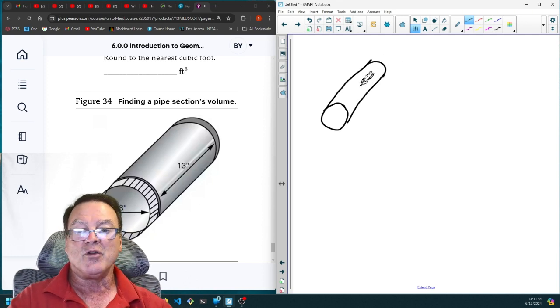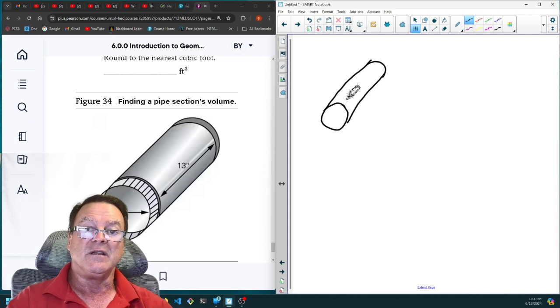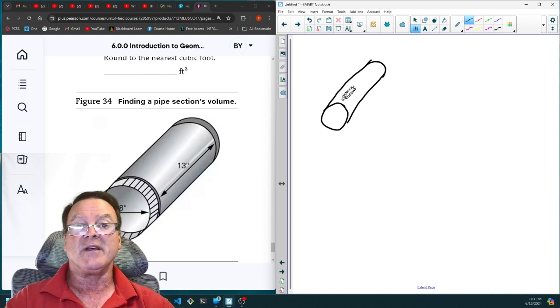We want to know what the volume of that duct is. How much space is there inside that duct?